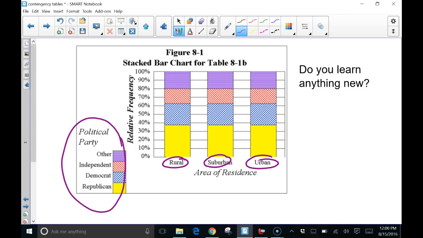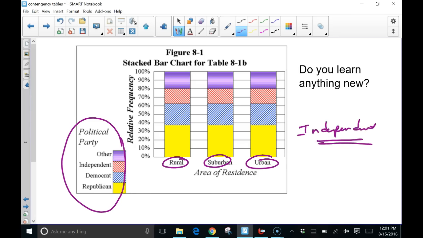Okay, when you look at this graph and I say to you, does area of residence tell you anything new about their political party? Can you tell me anything? Can you tell me, well, if they're rural, they're more likely to be this? Or if they're suburban, they're less likely to be this? No. The area of residence tells you nothing new about the political party. This means that the two events are independent.